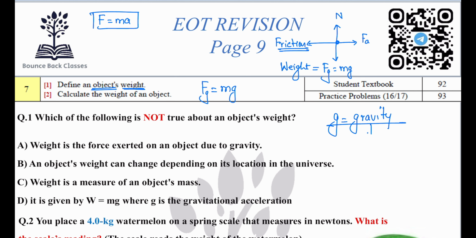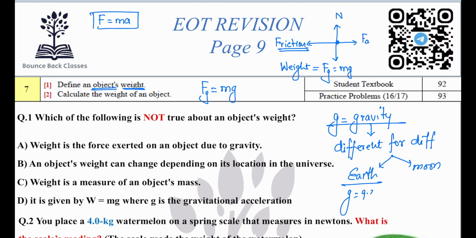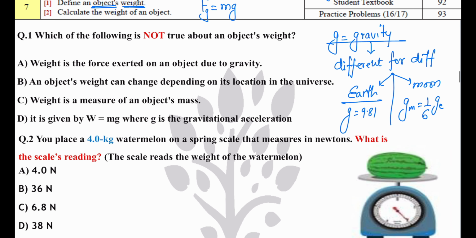And gravity is different for different bodies. For the earth it is different, for the moon it is different, for the sun it is different. On the earth, gravity is 9.81. The gravity of the moon is 1/6 of the gravity of the earth. Like this. Okay. Now solve the question.